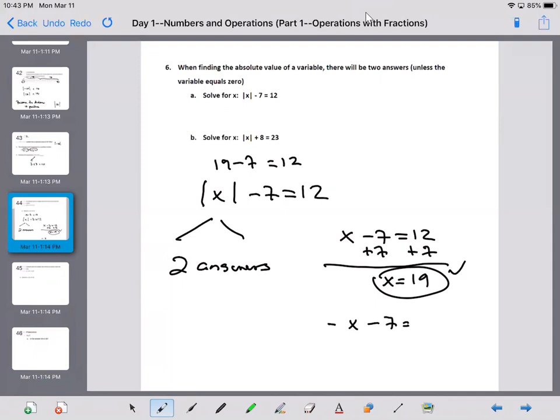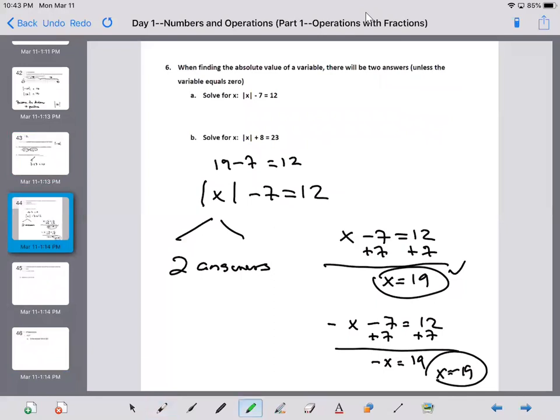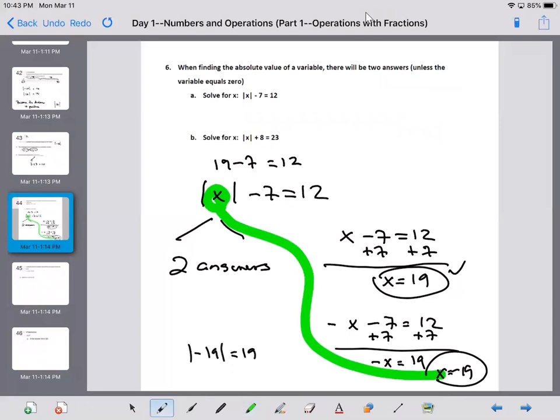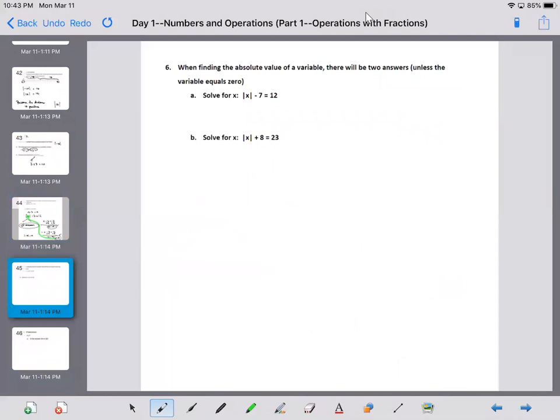And so when we add 7, we get negative x is equal to 19, so x is equal to negative 19. So let's substitute that one in here as well. And so what's the absolute value of negative 19? Well, it's 19, and we know that 19 minus 7 is 12. So both of these work, which gives us that we have two answers to the absolute value equation. And it would be the same for an inequality as well.